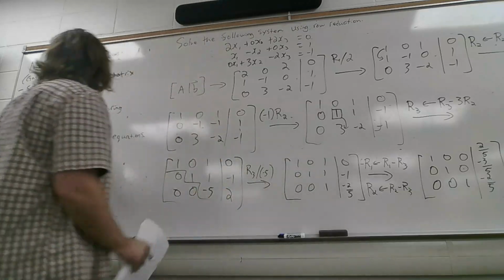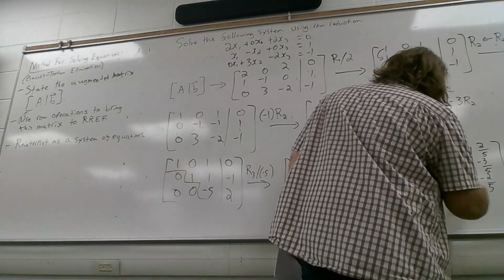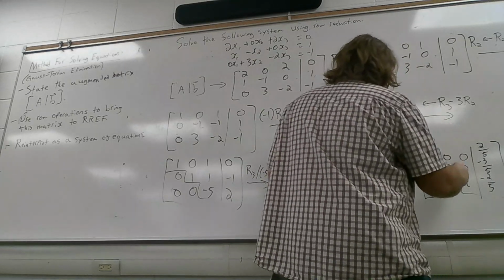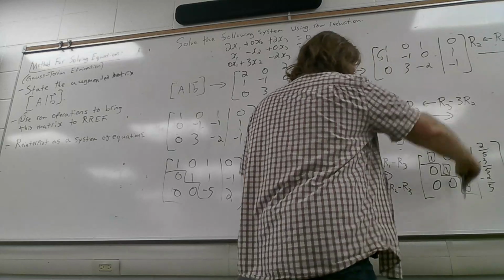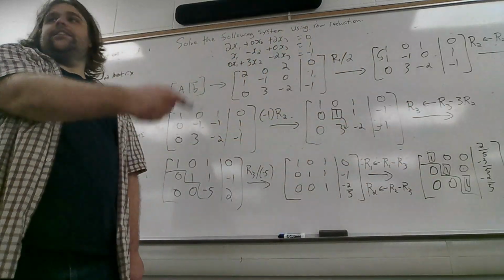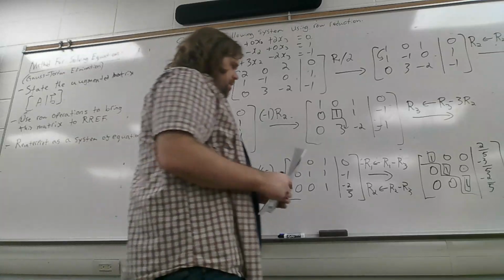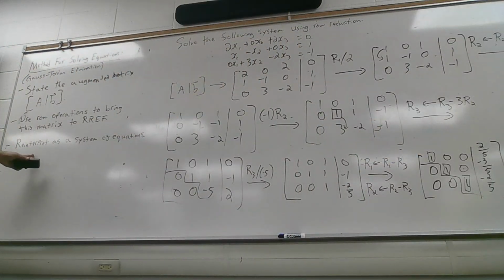And now we're done, right? We've got this nice staircase shape, and we got these nice leading ones. Below them, zeros. Above them, zeros. So that's exactly the shape we want. But why does this matter? Because we reinterpret it as a system of equations. That's the final step.